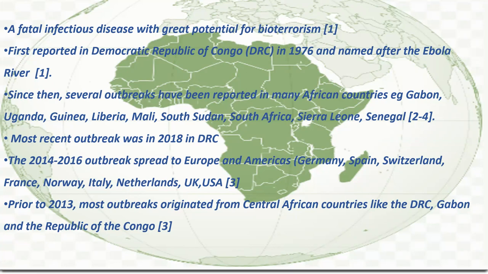Examples are Gabon, Uganda, Guinea, Liberia, Mali, South Sudan, South Africa, Senegal. Also, the recent Ebola virus outbreak in 2014 to 2016 also affected some European countries and Americans, such as Germany, Spain. And it also affected other countries like Nigeria. The most recent outbreak is 2018, also in the same country, DRC. Before the outbreak of 2013, many outbreaks originated from Central Africa, like DRC, Gabon, and Republic of Congo.